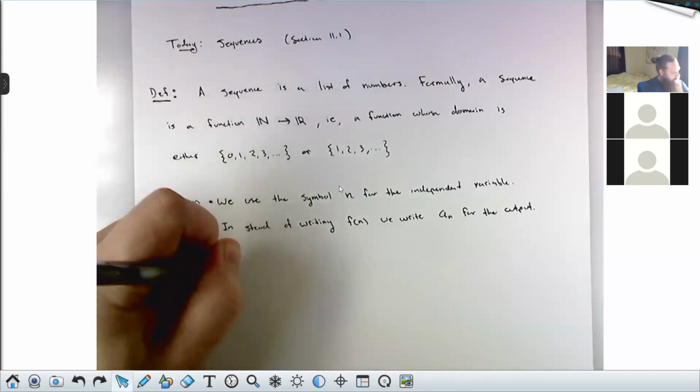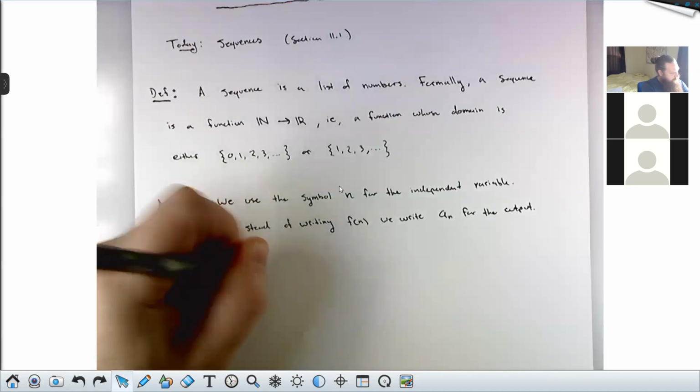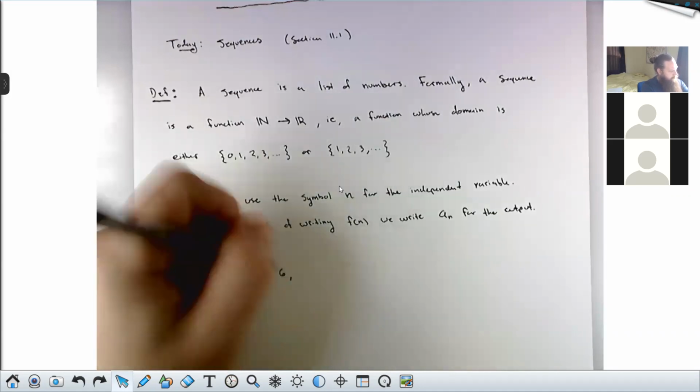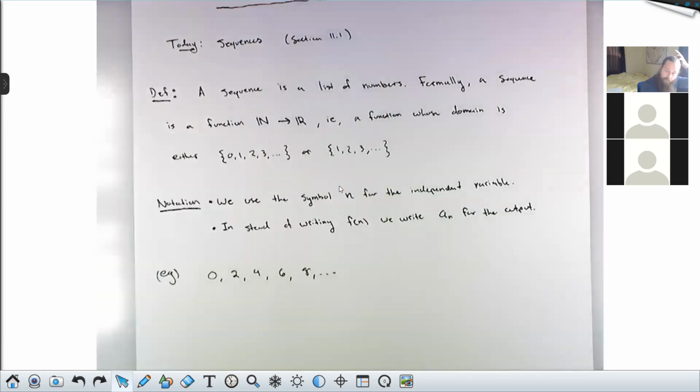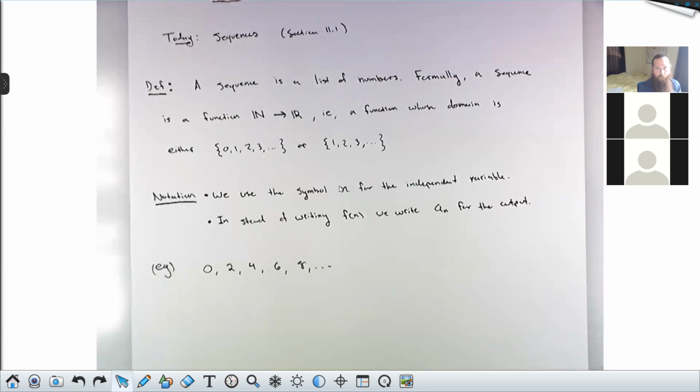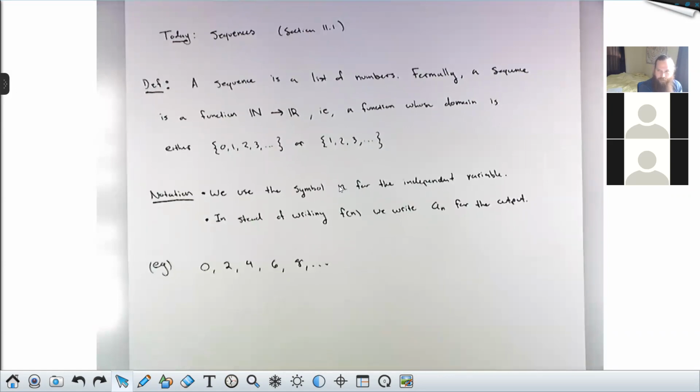0, 2, 4, 6, 8, and so on. Here's a list of numbers. It's a list of numbers, so that's a sequence. It goes on and on and on forever. That's what's implied by the dots. And it goes on forever in that same pattern. So the next number in this list is not 9, it's 10, and then not 11, but 12.